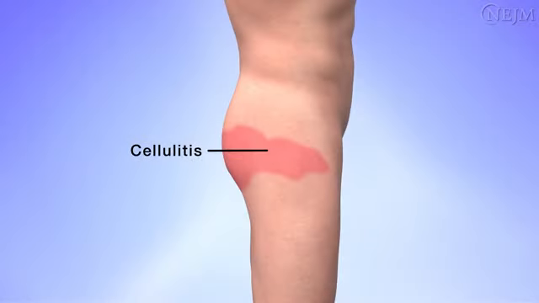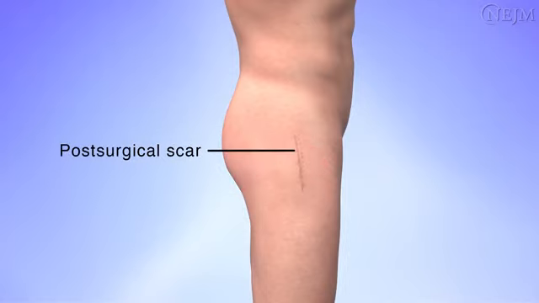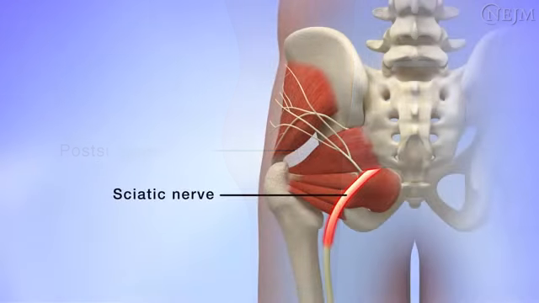Skin inflammation and redness may indicate an infection such as cellulitis. Scars may be a sign of previous surgery or trauma. Muscle atrophy may represent neurologic impairment or injury.